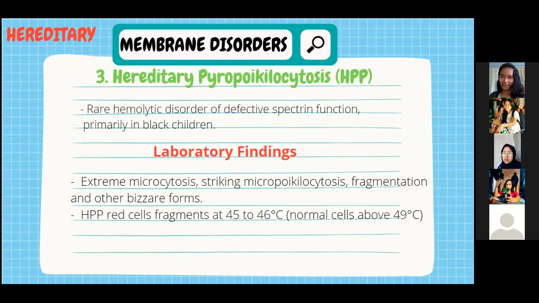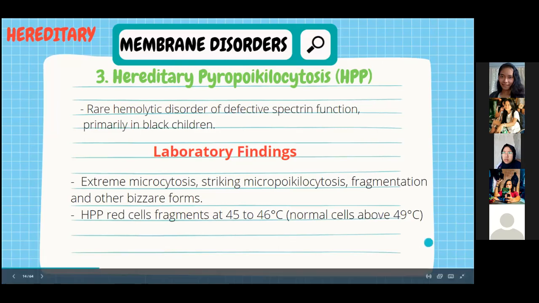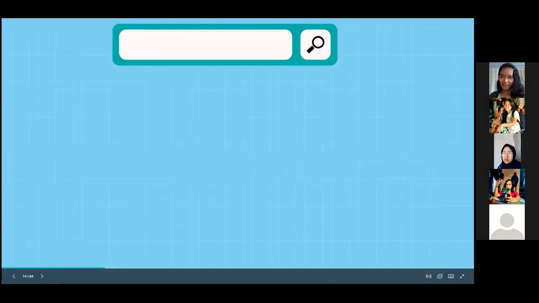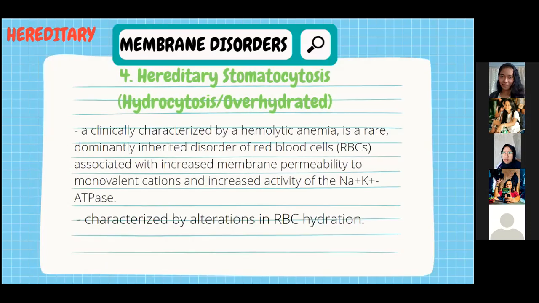And for the fourth one, next slide, please. We have the hereditary stomatocytosis, also known as hydrocytosis or overhydrated. I'm going to explain what overhydrated means. It is clinically characterized by hemolytic anemia.